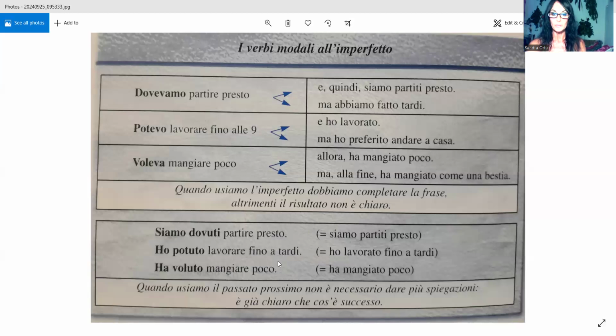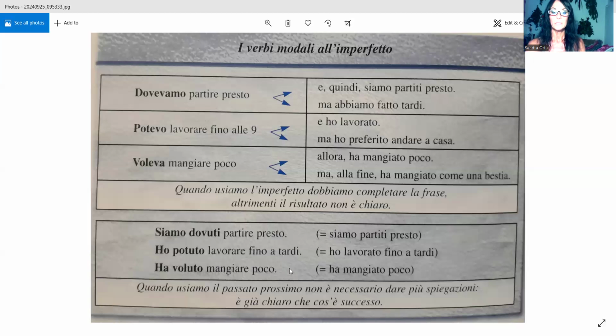"Ho potuto lavorare fino a tardi." Full stop. This sentence already implies that you were actually able to work until late. You did work until late because you could, because you had the opportunity, the ability, the chance, whatever it is. In fact, the result or outcome of this sentence is I worked until late. "Ho lavorato fino a tardi." It is implicit already in the sentence.